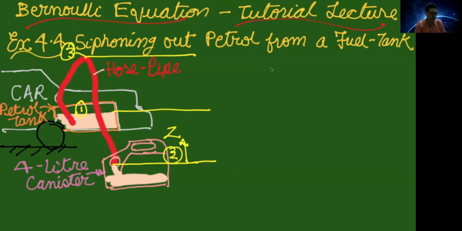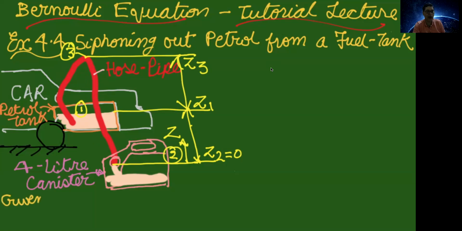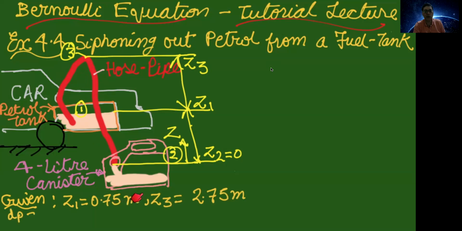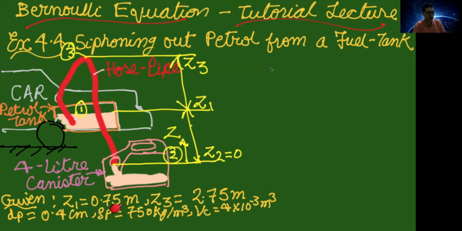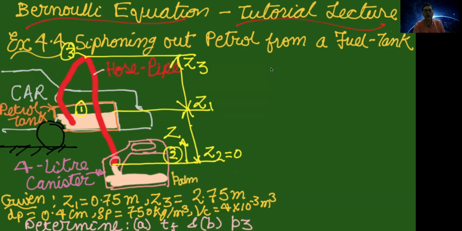So with this background, what is given to you in this problem is Z2 is 0, and Z1 and Z3 are given as follows. Z1 is 0.75 meter, Z3 is 2.75 meter. You are given the diameter of the pipe as 0.4 centimeter. The density of petrol is 750 kg per meter cube, and the volume of the canister, 4 liter, is 4 into 10 to the power minus 3 meter cube. There are two things you have to determine. First is the filling time, and second is the pressure at maximum elevation, where you have maximum potential energy and minimum pressure, that is P3.